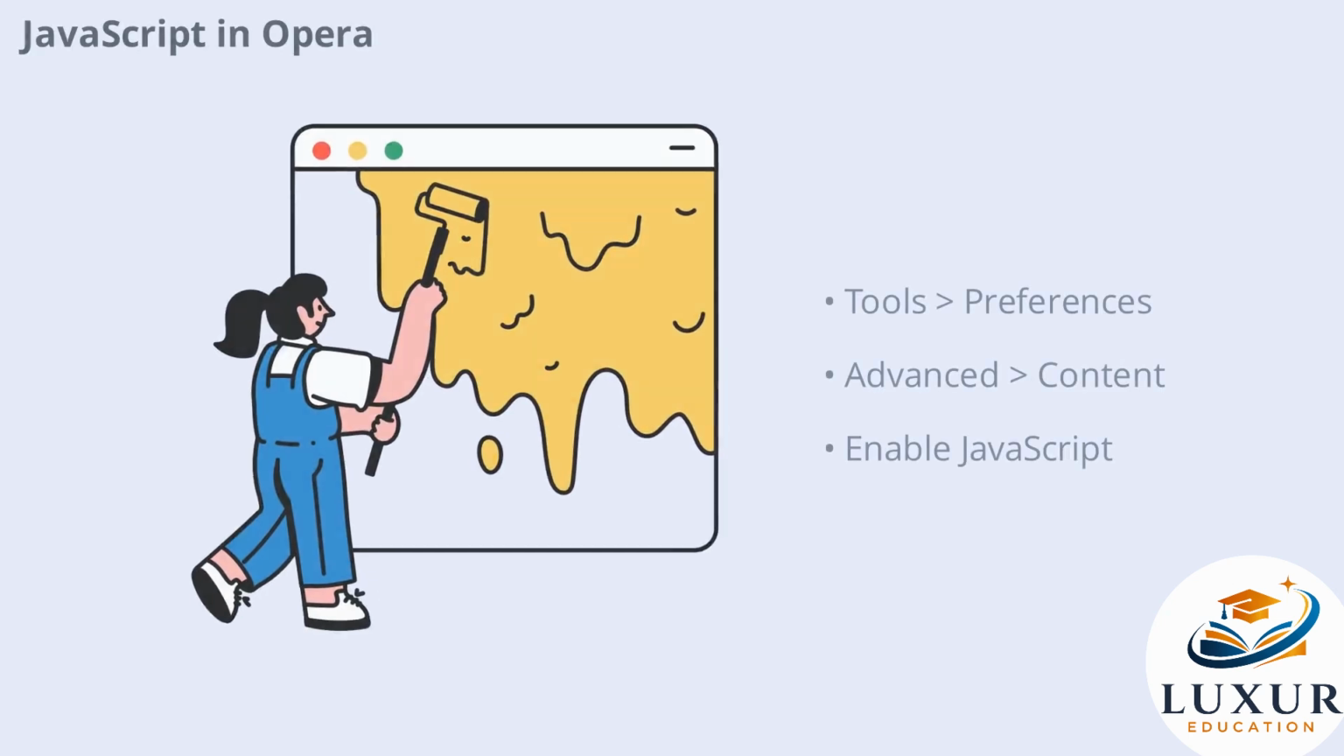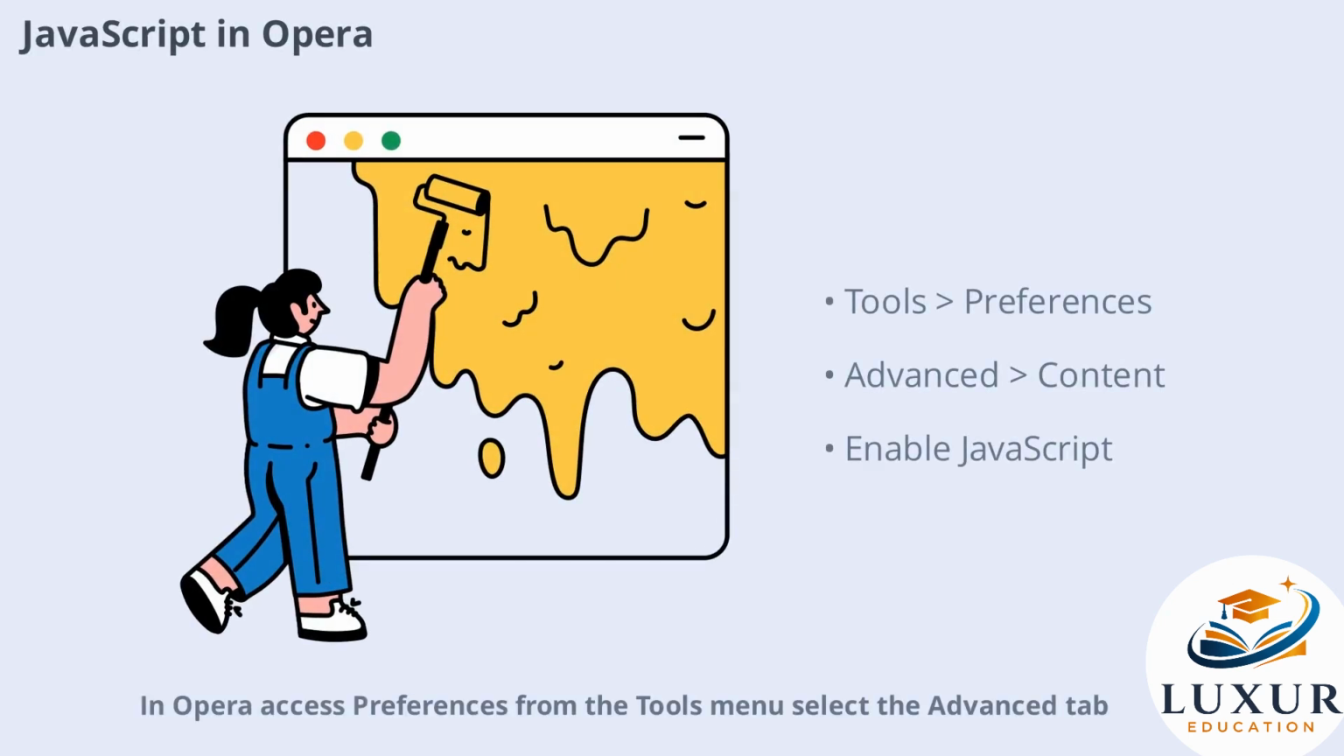In Opera, access preferences from the Tools menu, select the Advanced tab and then Content. Here you can enable or disable JavaScript by checking or unchecking the appropriate box. Click OK to apply your changes. This straightforward process ensures your browsing experience is as interactive as possible.